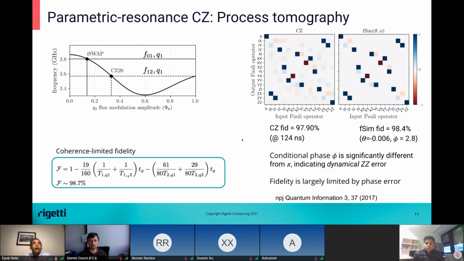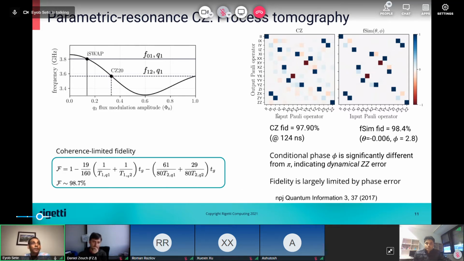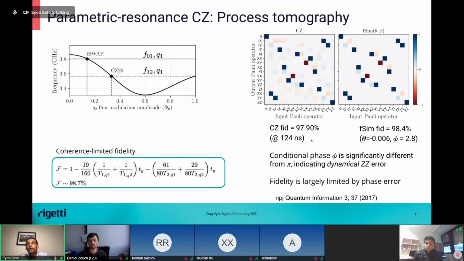So we also run CZ, as I've showed you here, again modulating the same qubit. So we can activate two gates on the same edge. This is kind of advantageous when you run some circuit simulation. Here the gate is a little bit longer, about 124 nanoseconds. We didn't really optimize, honestly, but this is what we found. So the CZ fidelity is 97.9%.